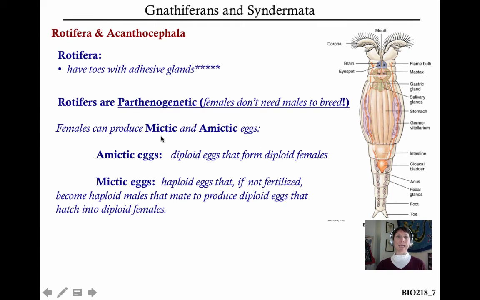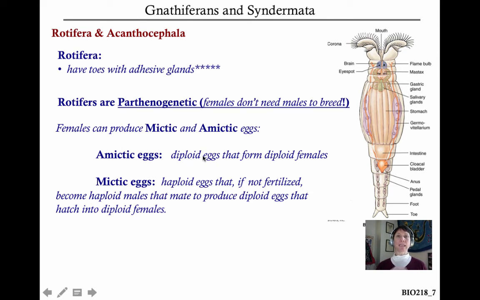So female rotifers can produce two kinds of eggs. They're called mictic eggs and amictic eggs. Okay? Maybe it's easiest to remember them this way. Mictic means haploid eggs. So mictic is half. Amictic are diploid eggs. So these are the same as regular eggs. These are what you would normally have in any typical female. These ones have 2N.